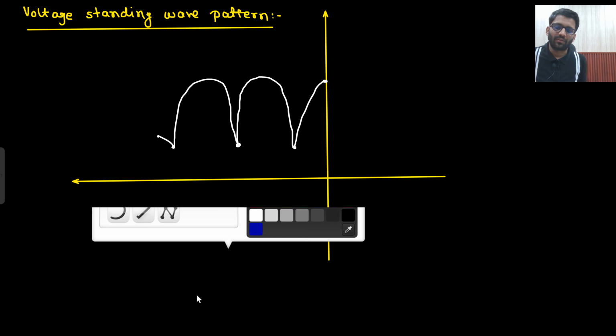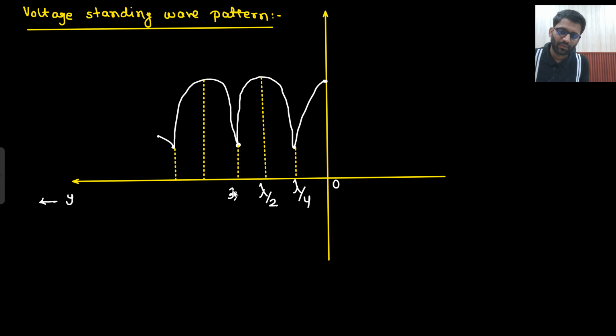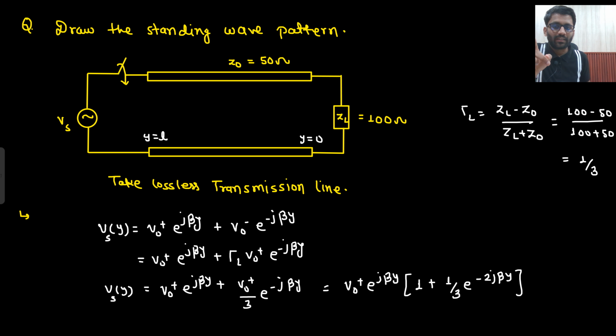Okay, and these locations you can mark out now: lambda by 4, lambda by 2, 3 lambda by 4, lambda, 5 lambda by 4. So starting from distance y equals 0, lambda by 4, lambda by 2, 3 lambda by 4, lambda, 5 lambda by 4. Certainly we will compile the results. Like in this condition, what was the scene? ZL was greater than Z0. So these results also we need to combine.